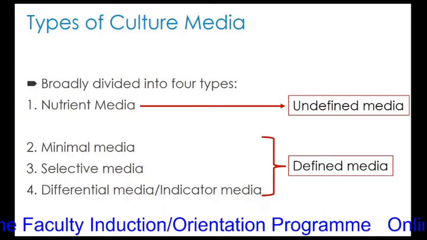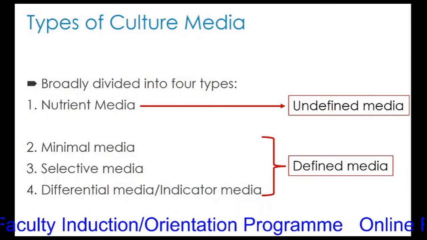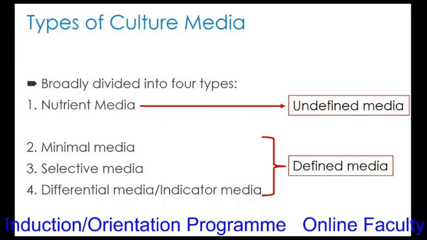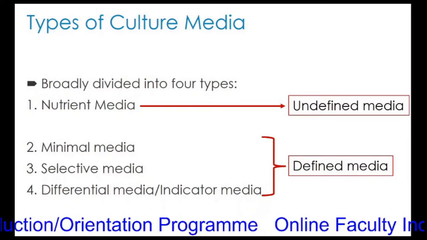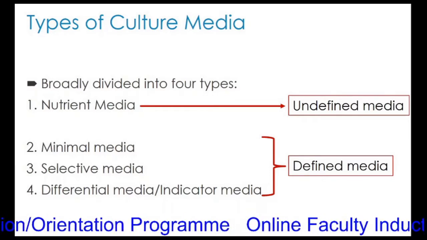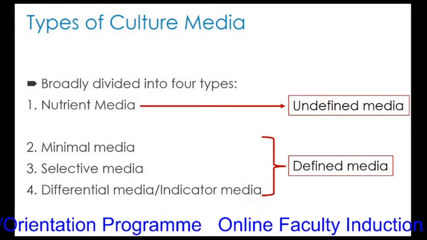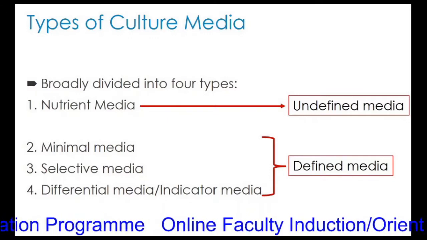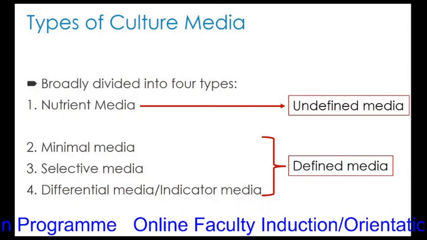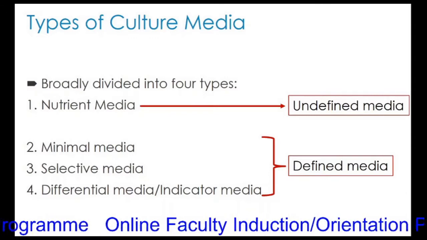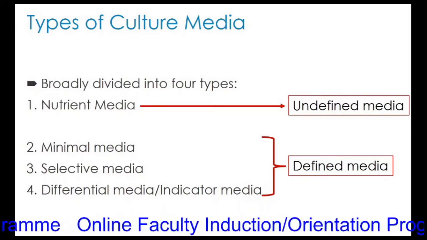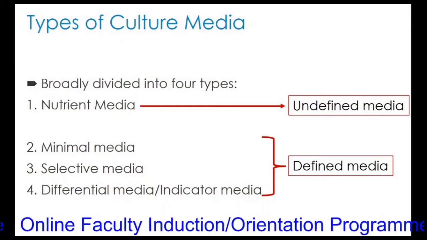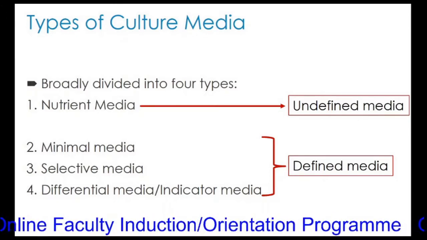Nutrient media is a nutrient-rich media which contains a lot of amino acids and other energy sources. These media are also known as undefined media because the exact composition of each component, or each chemical present in the nutrient media, is unknown. On the other hand, we have minimal media, which contains the minimum amount of nutrients possible for the growth of the microorganisms or the cells.